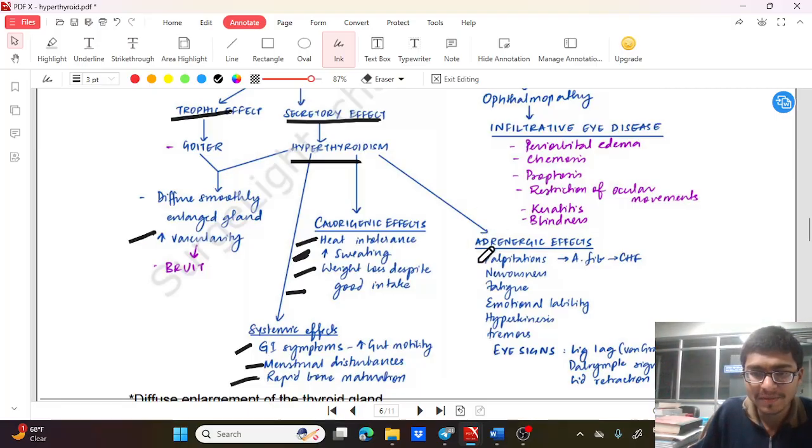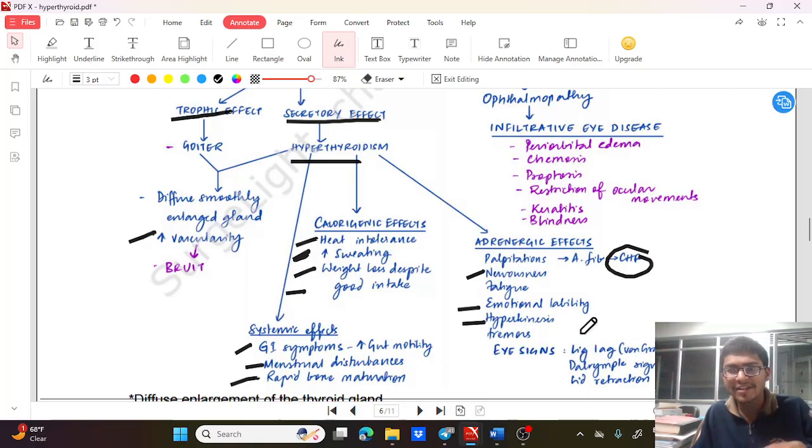So they will be having palpitation, which may be due to atrial fibrillation, and over time they will have congestive heart failure, nervousness, fatigue, emotional lability, hyperkinesis, tremors, and even eye signs, that is various eye signs which we'll be seeing: lid lag, Dalrymple sign, lid retraction, etc. So these are the adrenergic effects: the palpitation, nervousness, fatigue, emotional lability, hyperkinesis, tremors and eye signs.